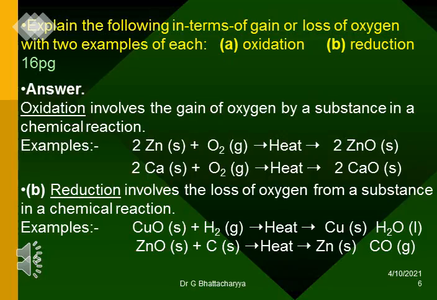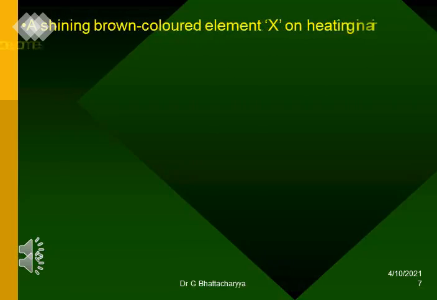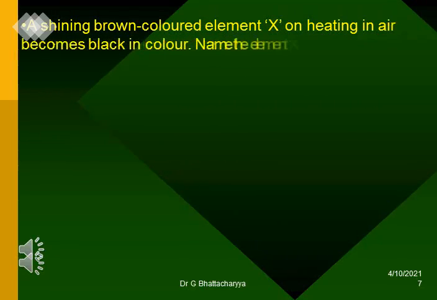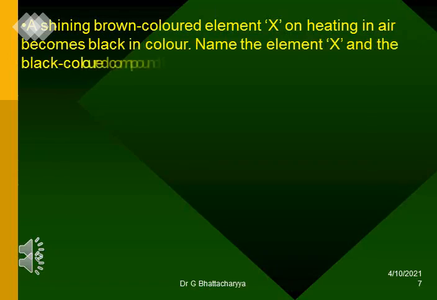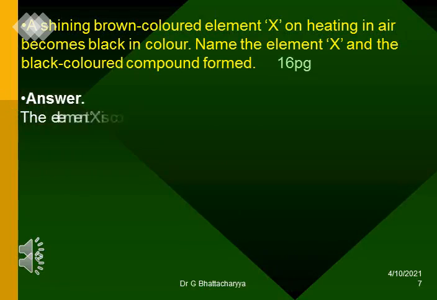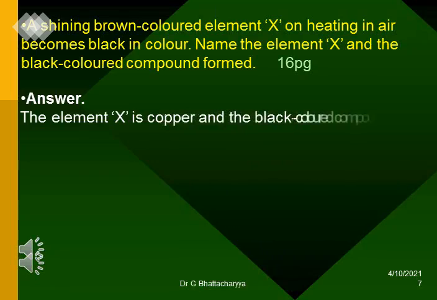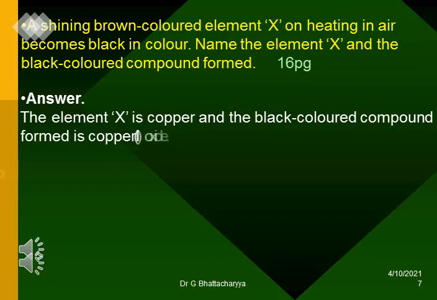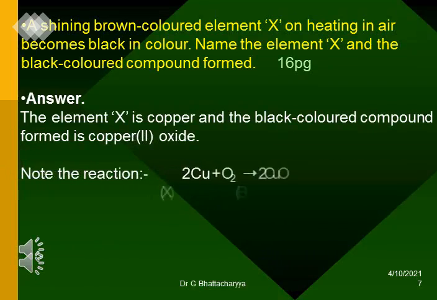CO gas. A shining brown colored element X on heating in air becomes black in color. Name the element X and the black colored compound formed. The element X is copper and the black colored compound formed is copper(II) oxide. Note the reaction: 2Cu plus O2 react and make 2CuO.